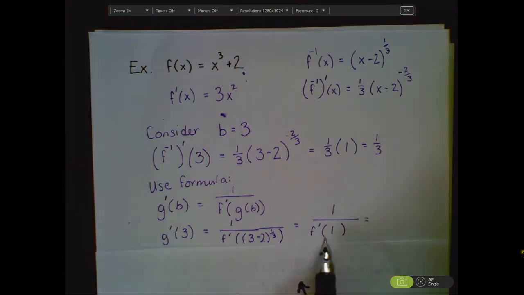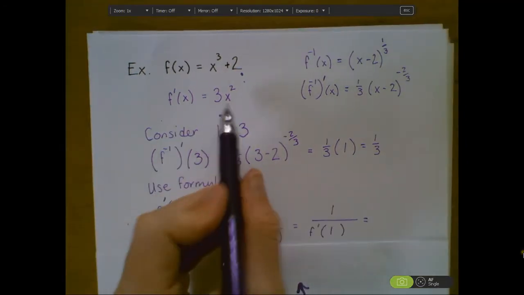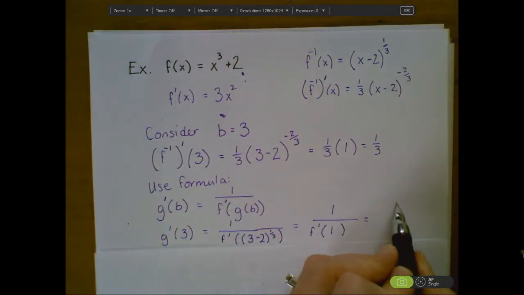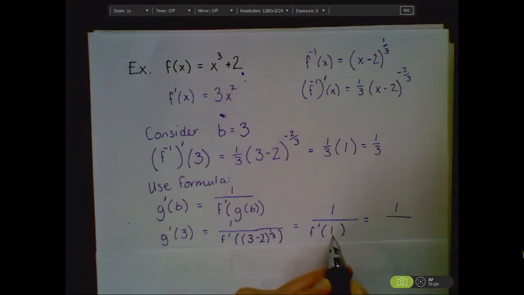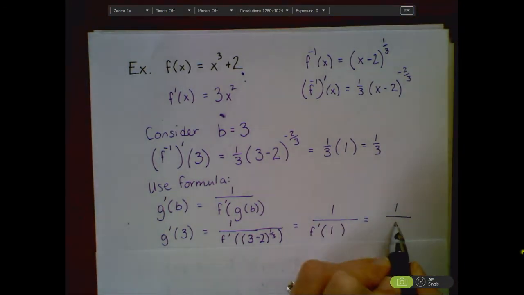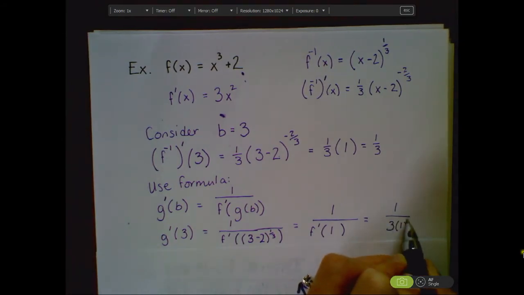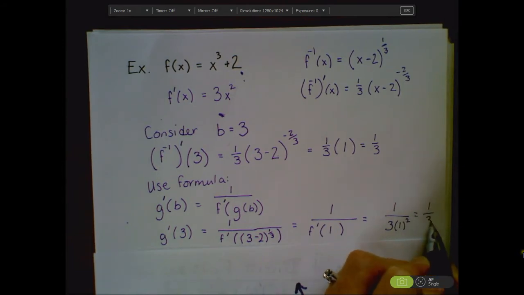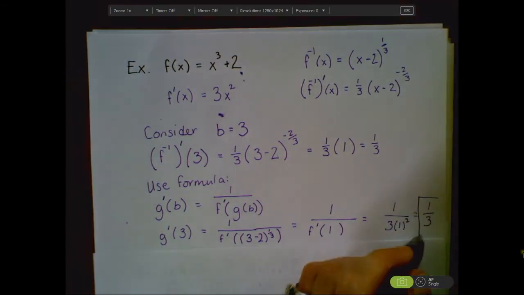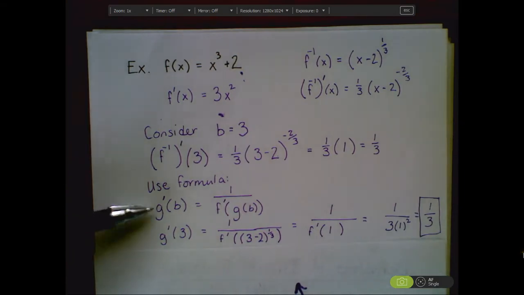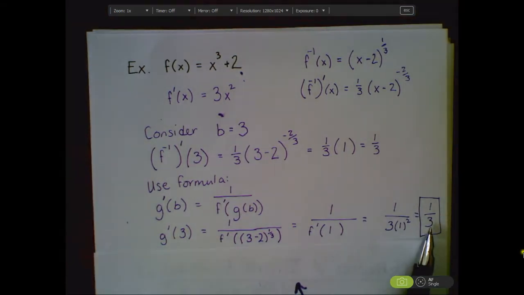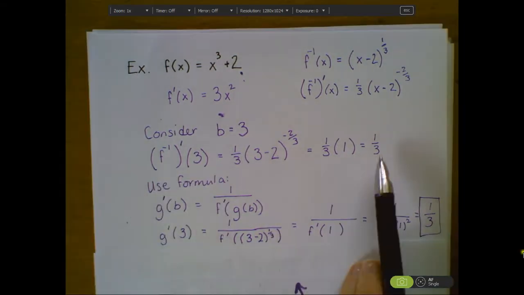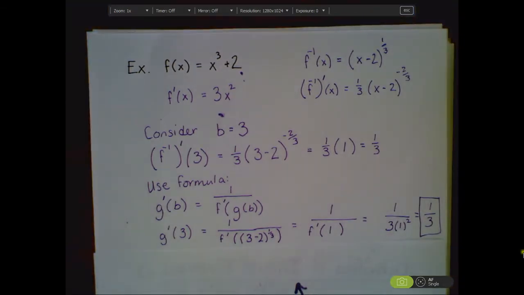So what is f prime of 1? I plug it into my derivative function up here. It becomes 1 over f prime of 1, which is just 1 over 3 times 1 squared, which is equal to 1/3. So what did we do here? We verified that if I use my formula, I get a derivative of 1/3, and if I compute it directly, I also get a derivative of 1/3.